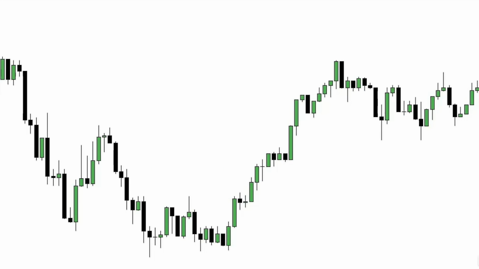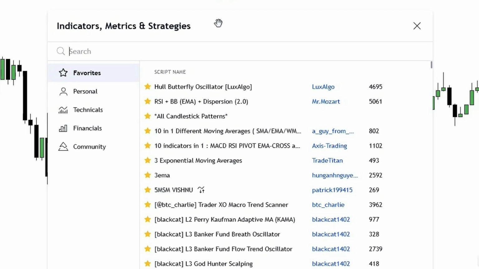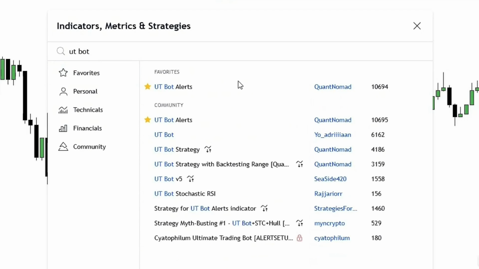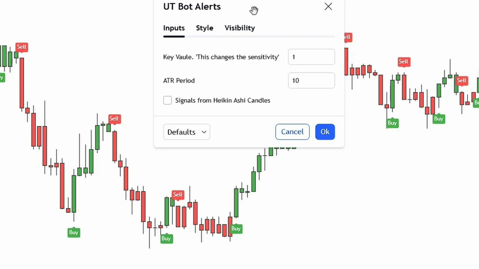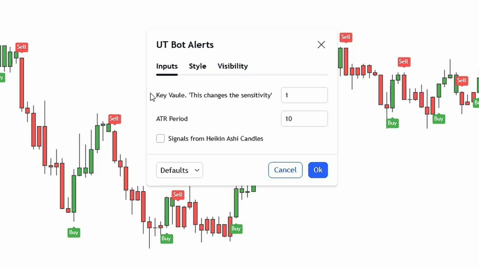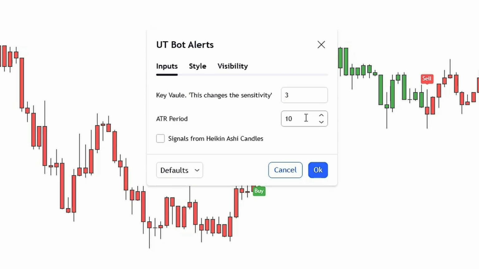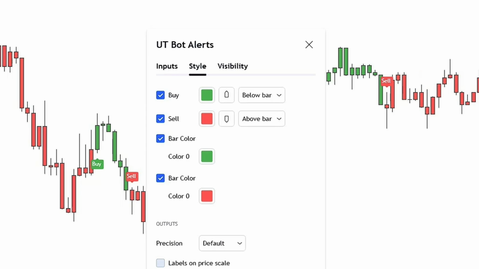In this scalping strategy, we have two indicators. The first one that we want to add is UT Bot Alerts. This one, which is written by Quant Nomad, and we need to change its settings for our strategy. So we go to the settings of the indicator, and here for the key value, which is for sensitivity of the indicator, we set it at 3, and for ATR period, we set it at 2. All right, we're done with this.